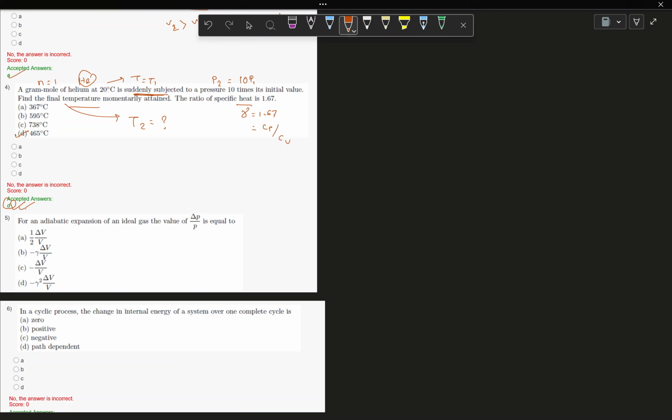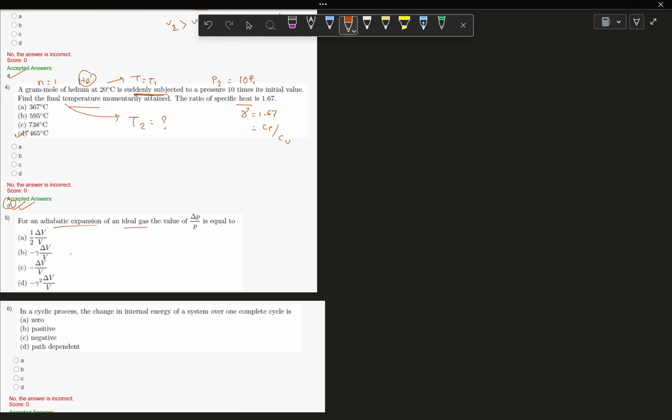Now we move on to question number 5. This is also a small problem. And again you have a problem about the adiabatic expansion process of an ideal gas. You have to calculate the value of delta P by P, and the options are all given in delta P by P unit. So you have to use the adiabatic relation between pressure and volume, and from there you can calculate this. So let us go and check what the answer should come.